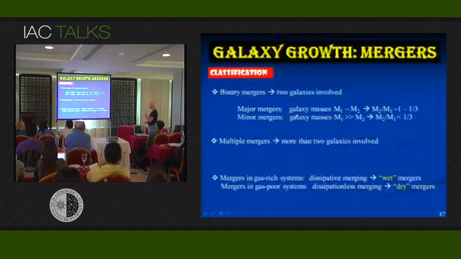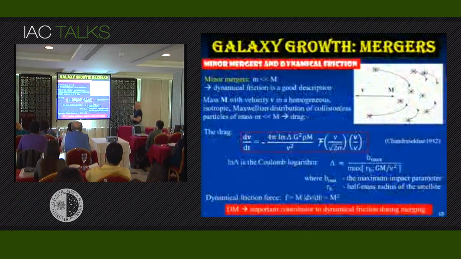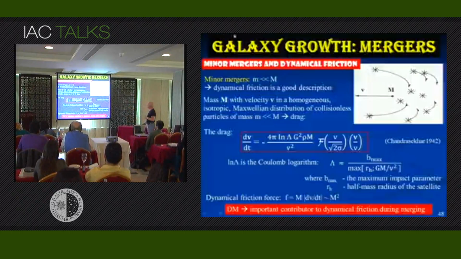Classification, a little bit of zoology. Binary mergers: two galaxies are involved, and one can define major mergers as the ones where the mass ratios are between 1 and 1/3. Minor mergers are everything else. Multiple mergers, or cannibalism, as it is usually called on the street, are when more than two galaxies are involved. And then I would like to distinguish mergers in gas-rich systems, where dissipation is dominant, which we call wet mergers, and in gas-poor systems, which we call dry mergers.